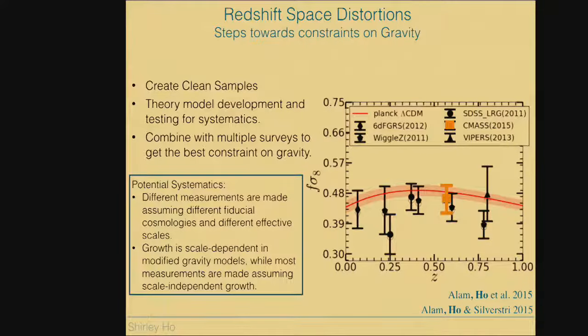Different measurements are made assuming different cosmological models. Say the survey was done when WMAP-9 was the cosmology, it will be assuming WMAP-9 cosmology, or assuming Planck 13 cosmology, or Planck 15 cosmology. So you want to make sure that you calibrate everything to the same cosmology. That's kind of easy, but you have to not forget it. And it's not trivial, because the growth is scale dependent in modified gravity models, while most measurements assume scale-independent growth. That's the second part we need to be careful about. Most experiments actually assume scale-independent models when measuring this, even though we're testing gravity.